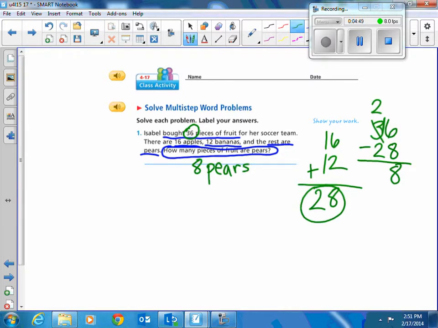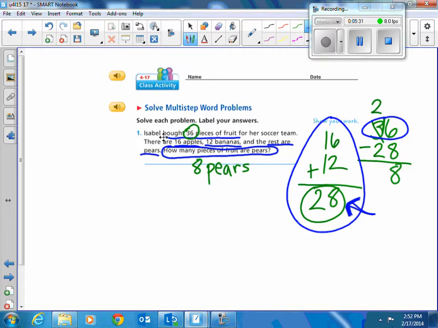8 pears. Do you see how we did that? It took us 2 different problems to solve that problem. We knew that there was going to be a subtraction somewhere in there because we knew the total amount of fruit, right? But first, we had to add the information we knew. We knew that there were 16 apples and 12 bananas, so we added those together to equal 28 pieces of apples and bananas. But we knew that there were 3 different kinds of fruit, so then we took the total 36 pieces of fruit and subtracted our total that we got over here. So 36 minus 28 gave us what was left over, which was the amount of pears, 8 pears.